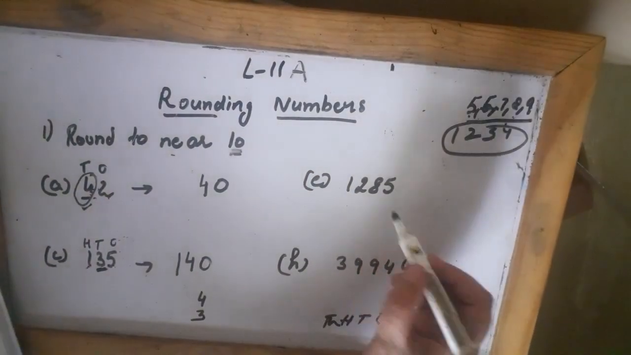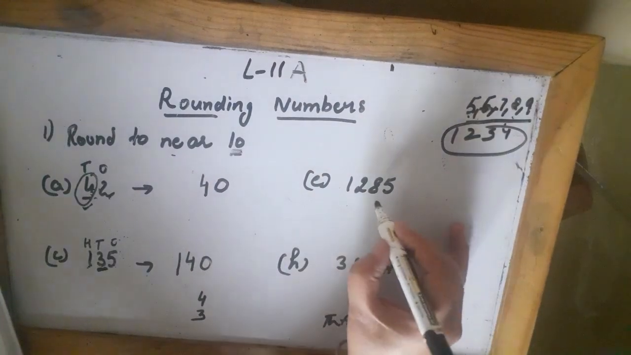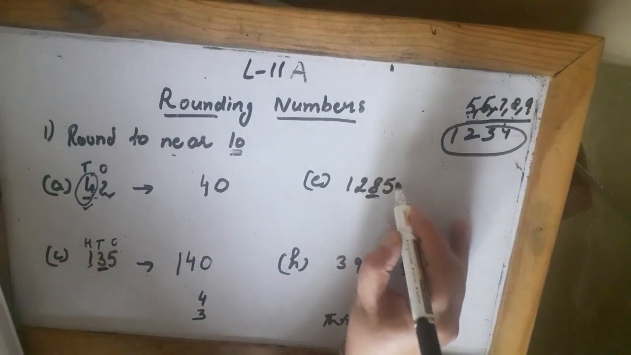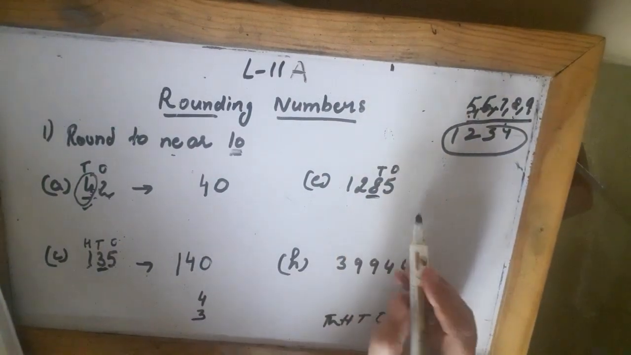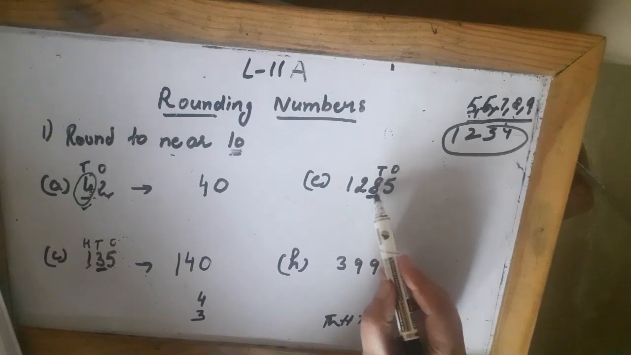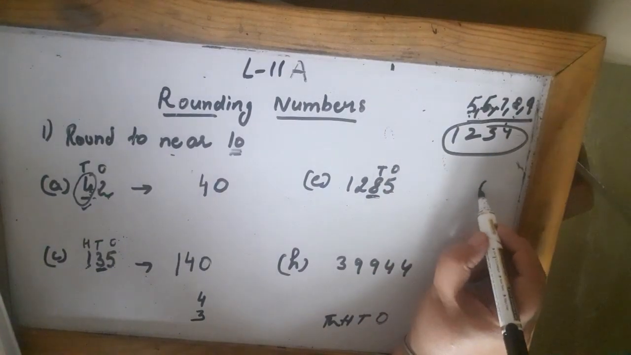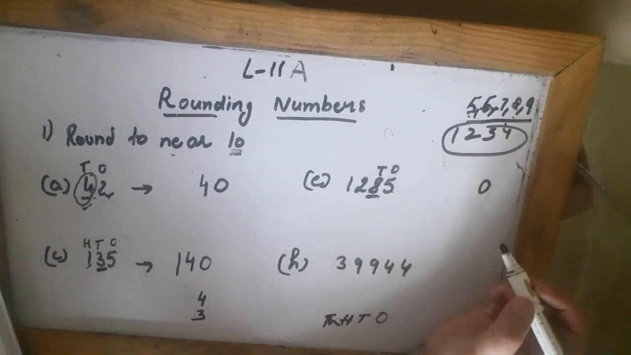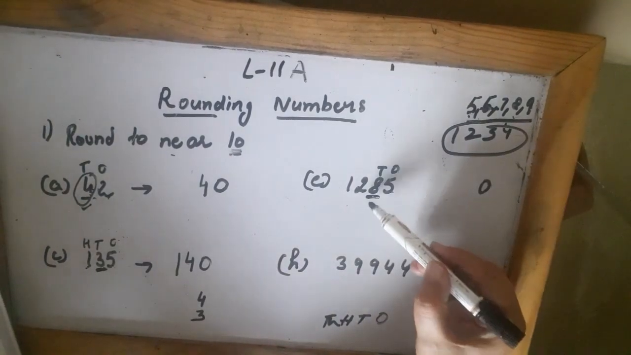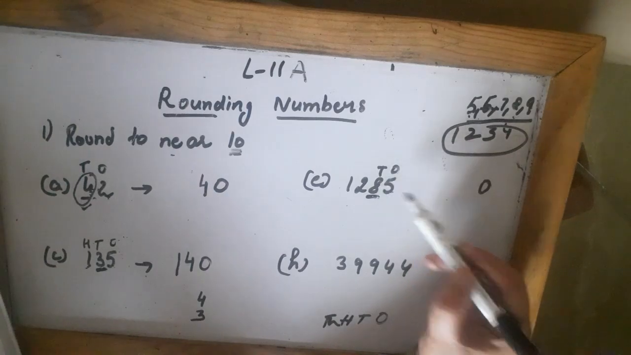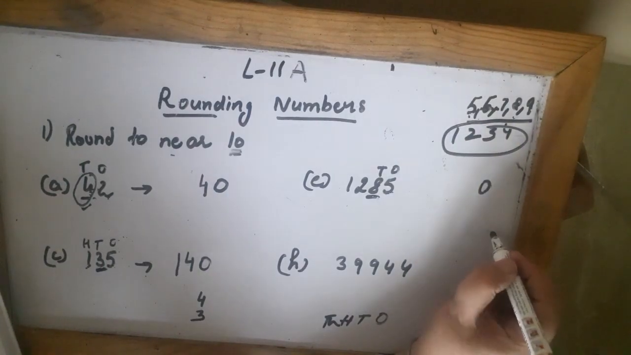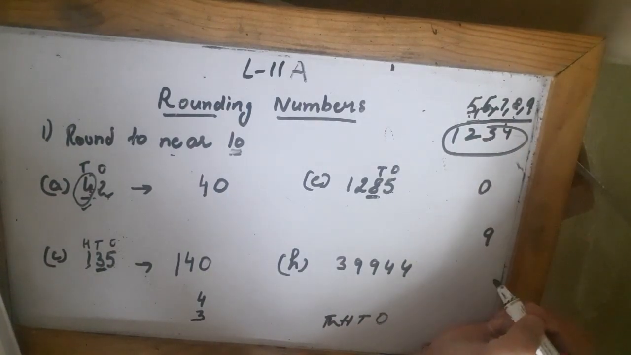Now come to the E part. So near 10 means I will underline the 10s place. This is the 10s place. Okay. So the digit to the right of the 10s place, at the 1s place, will become 0 because we are going to round off the numbers. Now we have to decide about 8, whether it will change to the next digit and become 9 or remain the same.